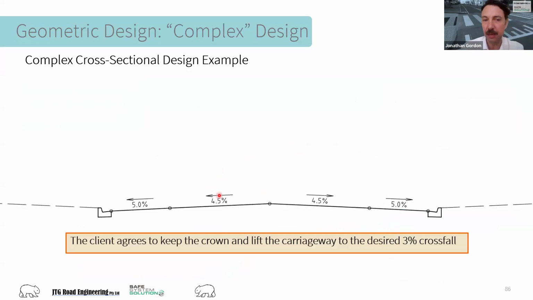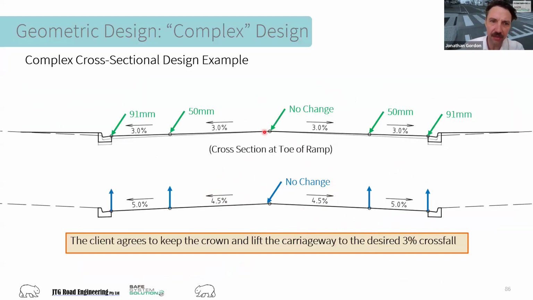But for our example, let's say the client has agreed and we're happy to lift the carriageway up to get that desired 3% crossfall. So what I'm talking about here is that we're keeping our crown and we're lifting up these points, and that gives us no change at the middle. We maybe have cut in some asphalt to do some asphalt work over here, might have a 40 mil overlay still, but the levels haven't changed. Then we've got 50 mils at the edge of our traffic lane and 91 at the lip of curb is how the maths works for this example.